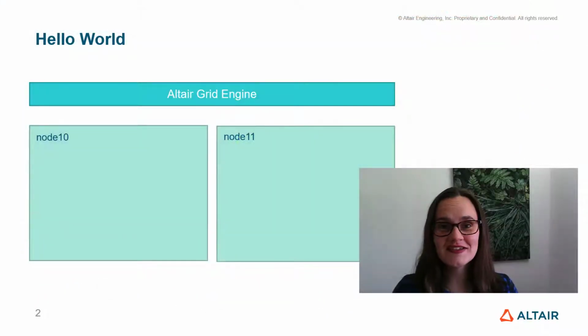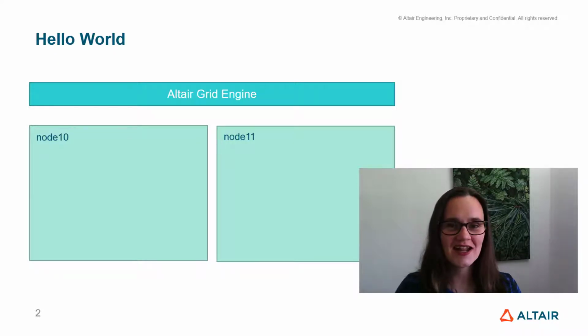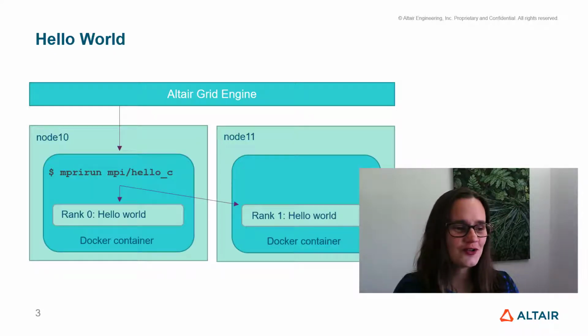I'm going to show you a very simple demo setup. We've got Altair Grid Engine and we've got two nodes called Node 10 and Node 11. I'm going to launch an MPI job on Node 10 inside a container. It's going to run a single rank with a helloworld application, and it's going to launch a second rank inside a container on the other node, Node 11.